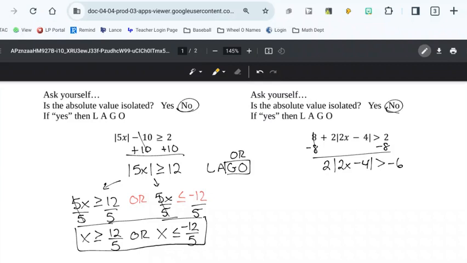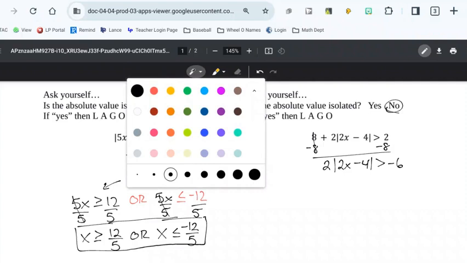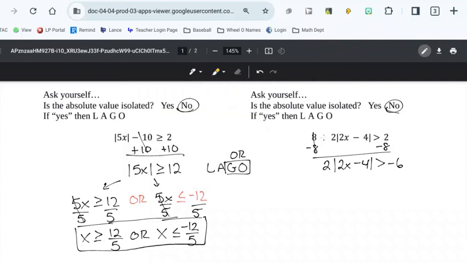And actually, I think on your version, this is a minus 2 here. So we need to change that. I need to change that myself to a minus 2. And there we go. Okay, let's continue. So now we have to get rid of that negative 2 by dividing by negative 2.